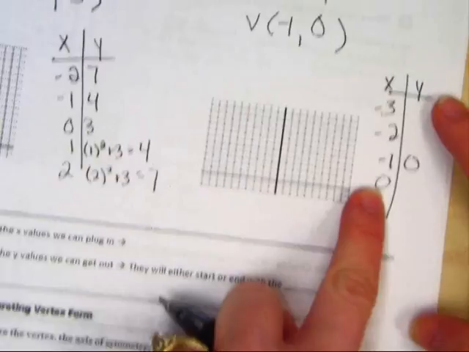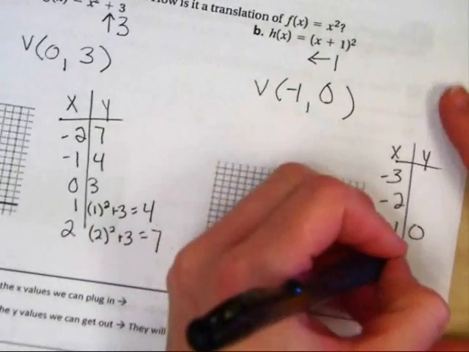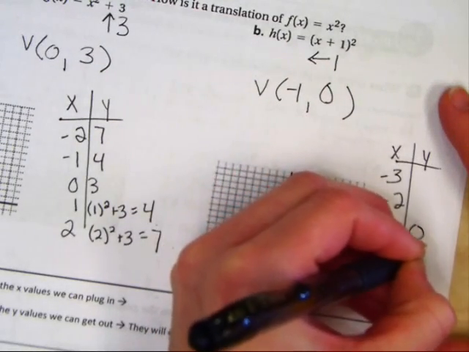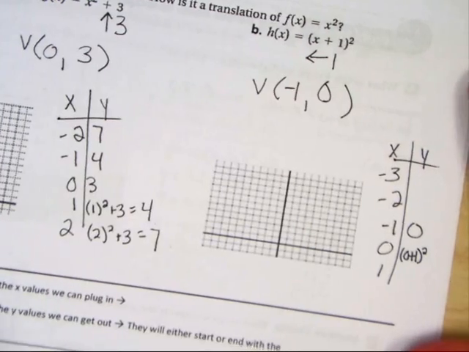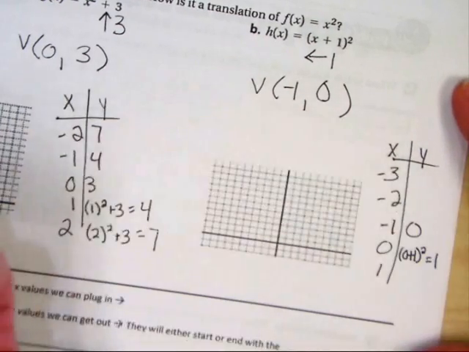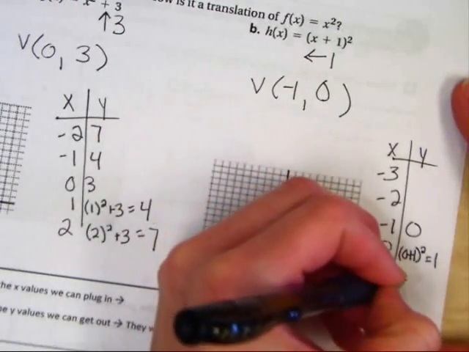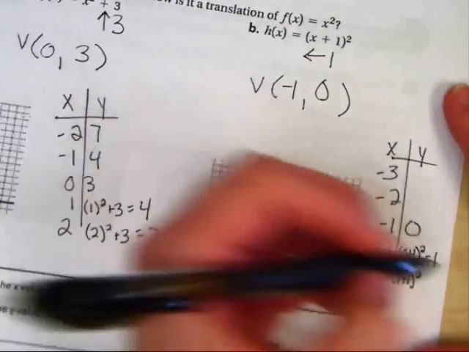Let's plug in 0 now into this top equation. So we do 0 plus 1, and then we square. Well, 0 plus 1 is 1, squared is 1. Okay, do the same thing. Add first. 1 plus 1 is 2. 2 squared is 4.